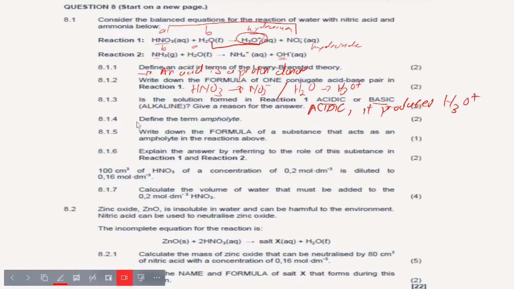Then 8.1.4 says define the term ampholyte. So we are defining this for the second time right now. So what is an ampholyte? We say this is a substance. So be like me, guys. Don't be lazy to write the definitions over and over again. That's how you make sure that you remember them. A substance that acts as either an acid or a base.